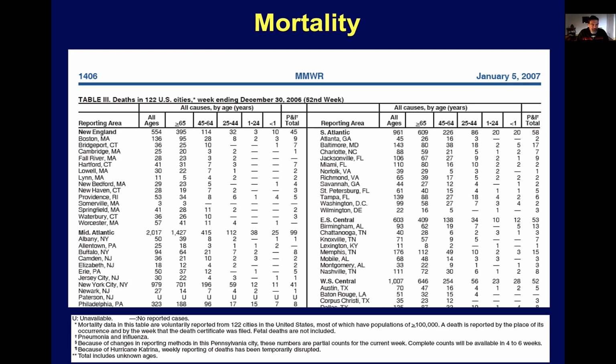And here's an example of deaths. Every week, there's a table that includes deaths from 122 US cities, broken out by age, and also included are the deaths that are due to pneumonia and influenza, or P&I. So the MMWR is produced every week by CDC. It's free. You can download the PDF or view it on the website. You can also have the table of contents emailed. You can sign up for their email distribution every week.